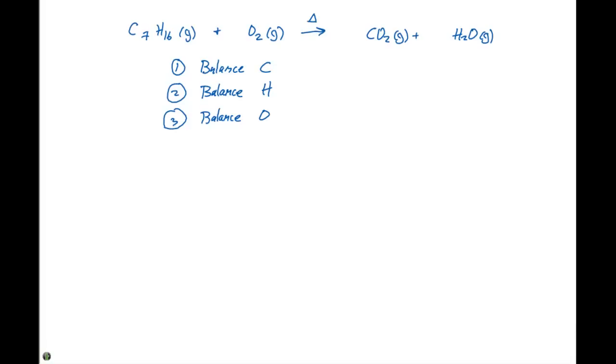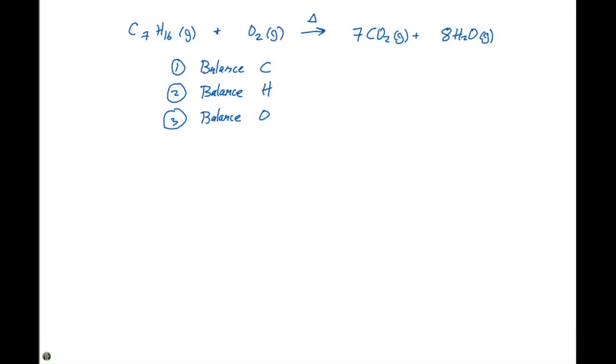Okay, so there's 7 carbons on the left and there's only 1 over there on the right. So we need to put a 7 in front of the CO2. Now we have the carbons balanced. Next comes the hydrogens. In terms of the hydrogens, we have 16 hydrogens on the left and only 2 on the right. So we need to put an 8 in front of the water on the right-hand side.